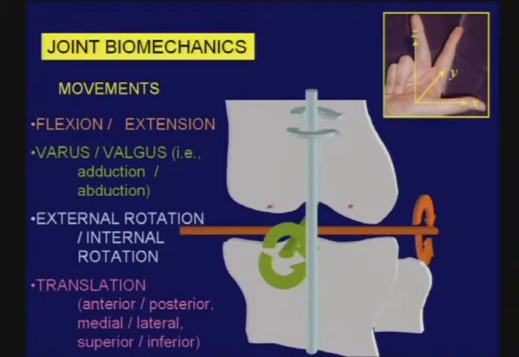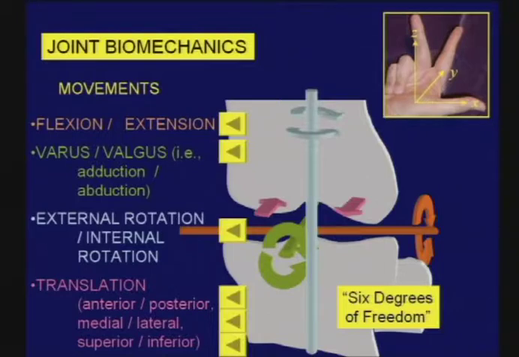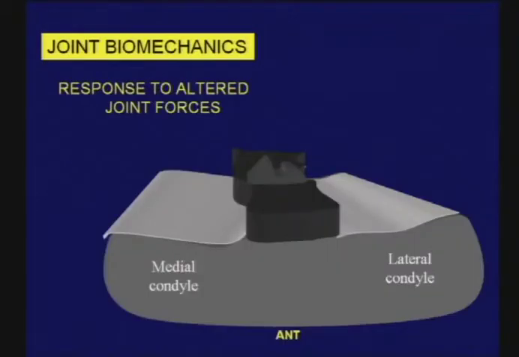If you add to this translational motions that can take place along any of these three axes, I illustrate with the pink arrows only a single axis of translation, you end up with the concept that there are 6 degrees of freedom with regard to the movements that take place at the knee.